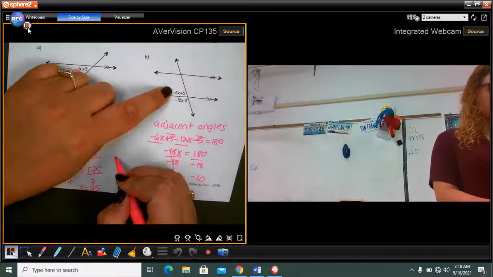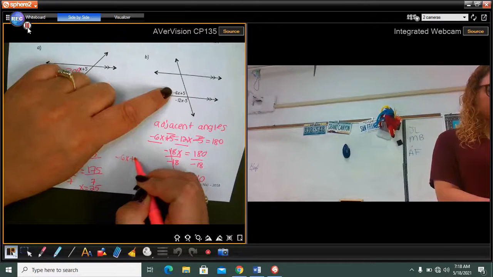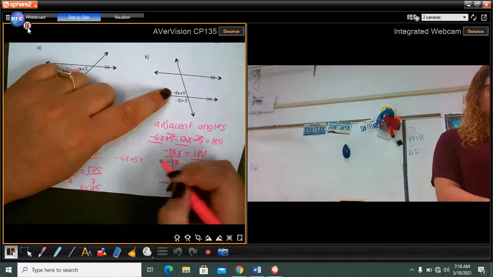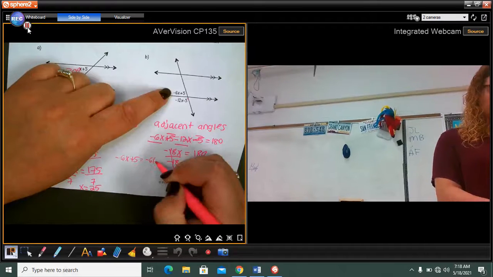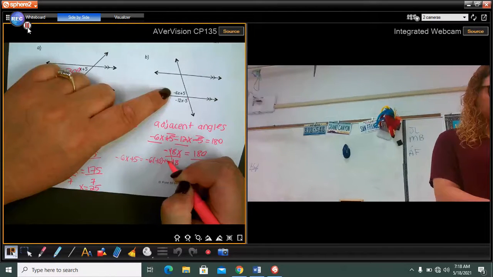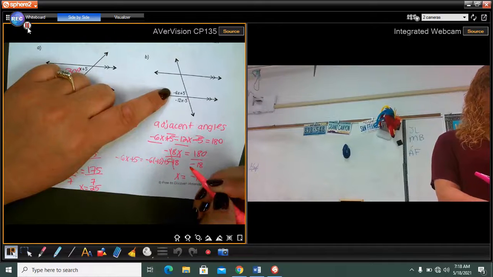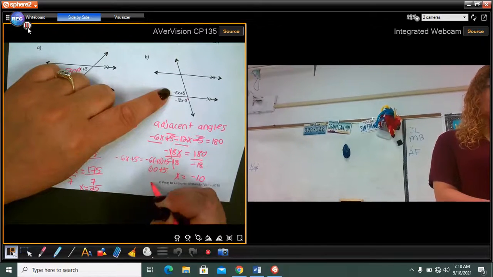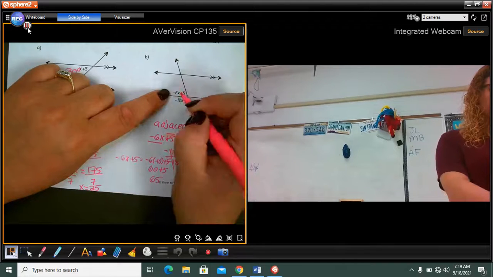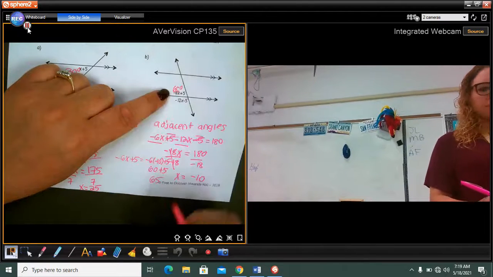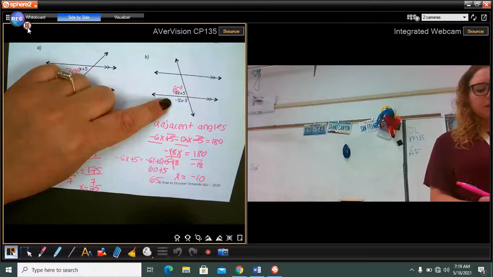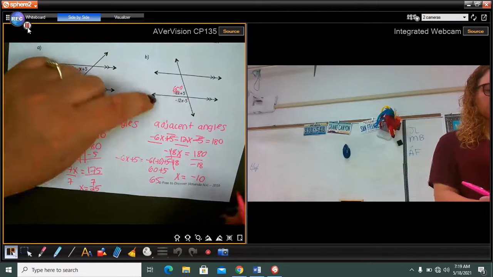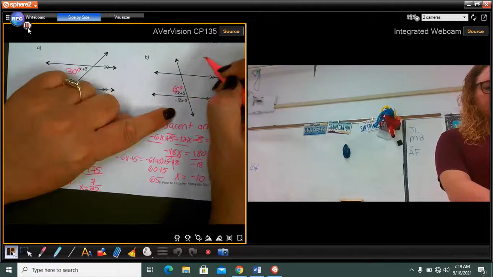So let's look at negative 6x plus 5, which equals negative 6 times negative 10, plus 5. Negative 6 times negative 10 is going to give you 60. 60 plus 5 is going to give you 65. So that's 65.